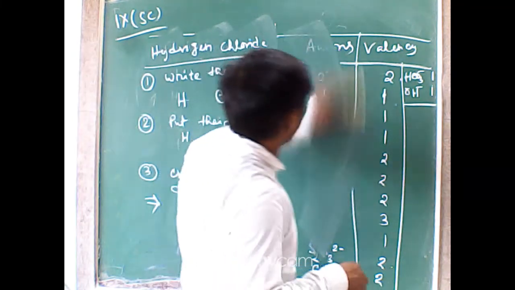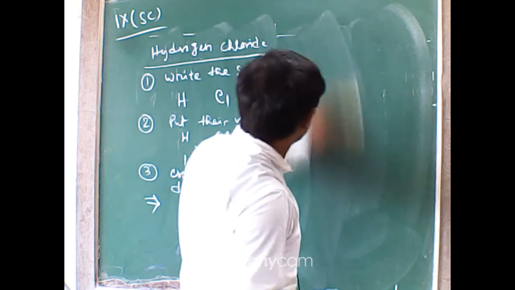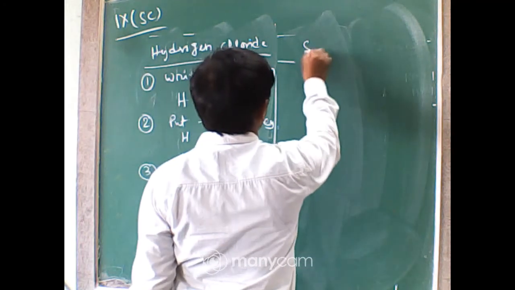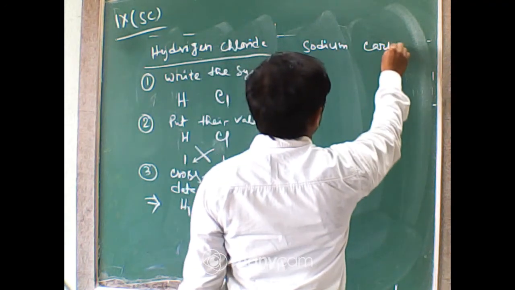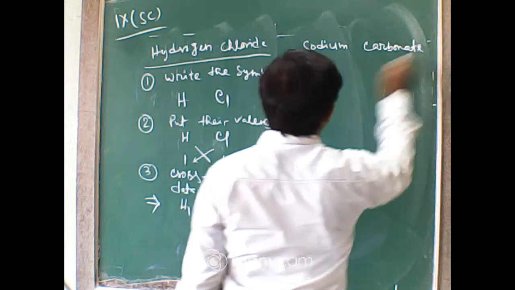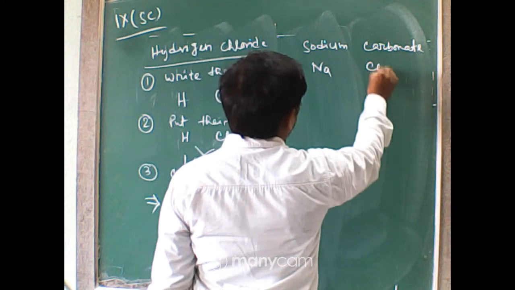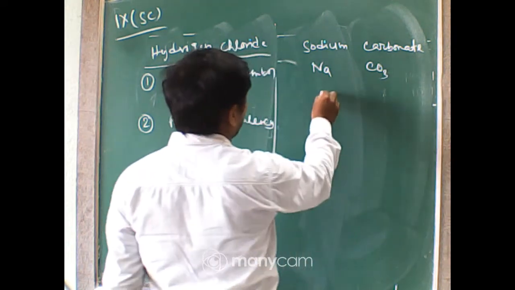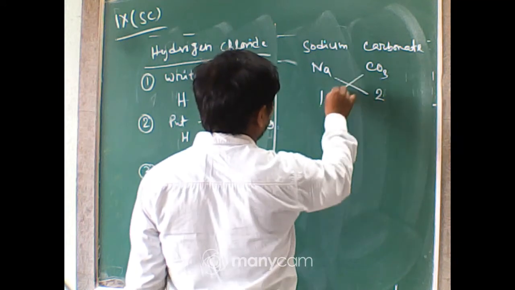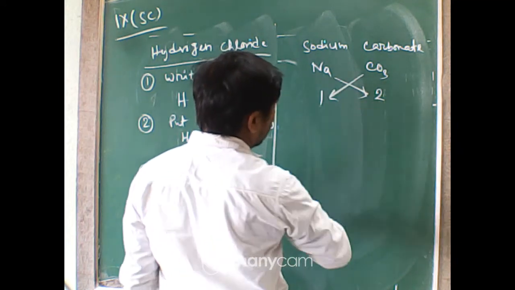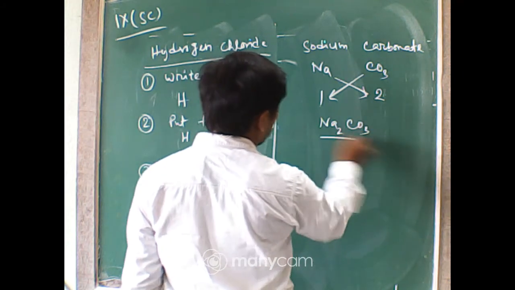Now coming to the second example, sodium carbonate. So number 1, put their symbols, sodium and CO3. Put their valencies 1 and 2. Cross multiply, sodium will go with 2, Na2CO3.